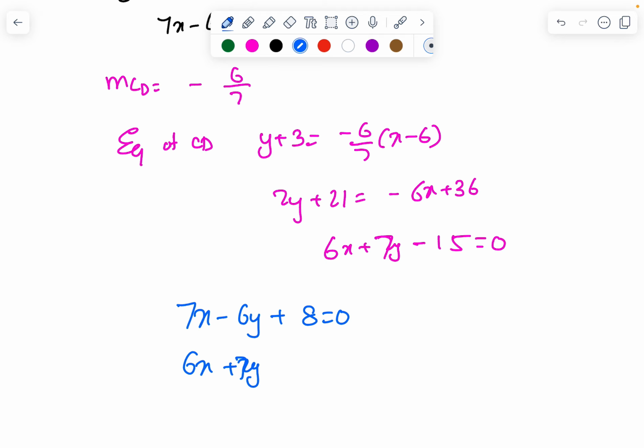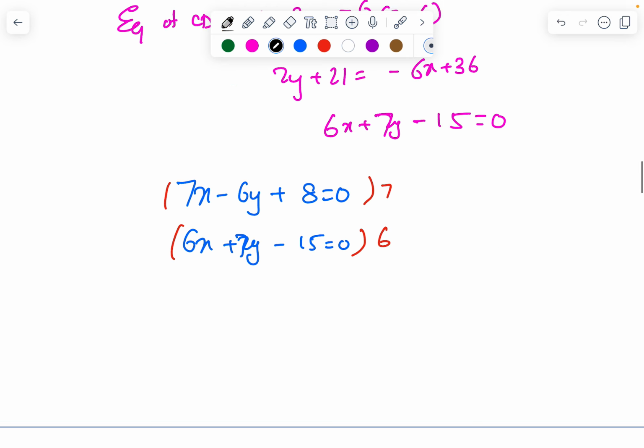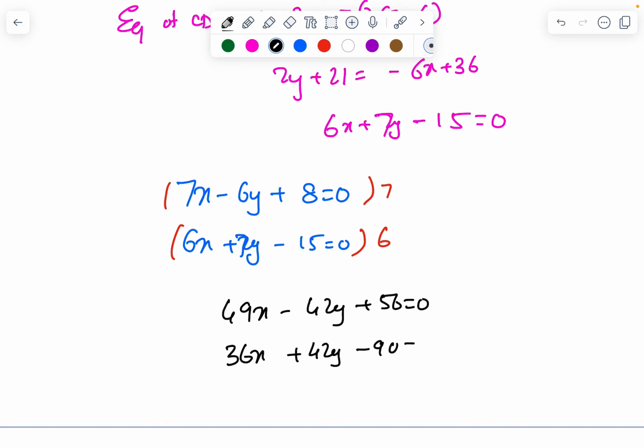6x plus 7y minus 15 equals 0. Now multiply this equation with 7 and multiply this equation with 6. So what I will be getting is 49x minus 42y plus 56 equals 0, and 36x plus 42y minus 90 equals 0. 42y will get cancelled. So this is 85x minus 44 equals 0.